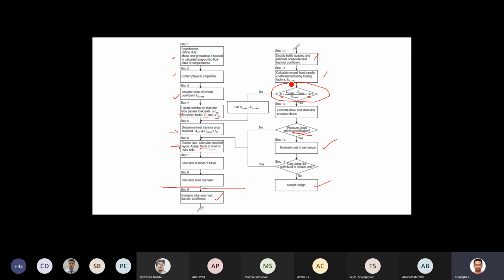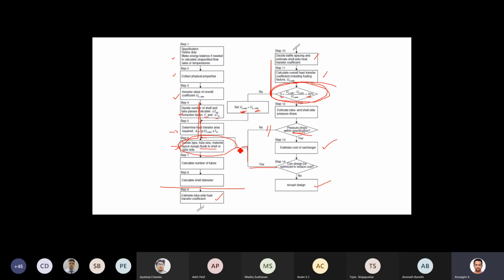If the area requirement is very low, or the deviations are higher, then what should you do? You have to modify your assumed value with the calculated value and reiterate, following the same procedure again. If you are not satisfied at this point, and the calculated pressure drop is not within the specification, then you have to change the layout of the exchanger. It's not necessary that you adjust only this. Otherwise, if the cost of the exchanger is on the higher side, what happens?